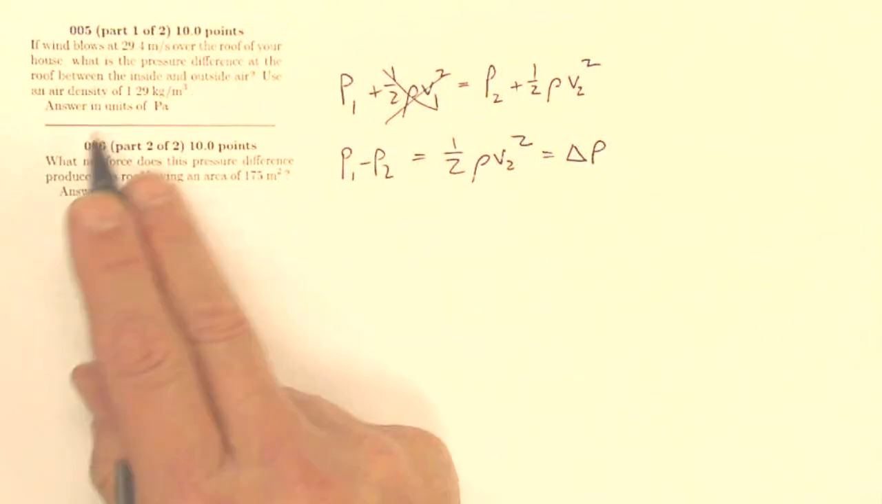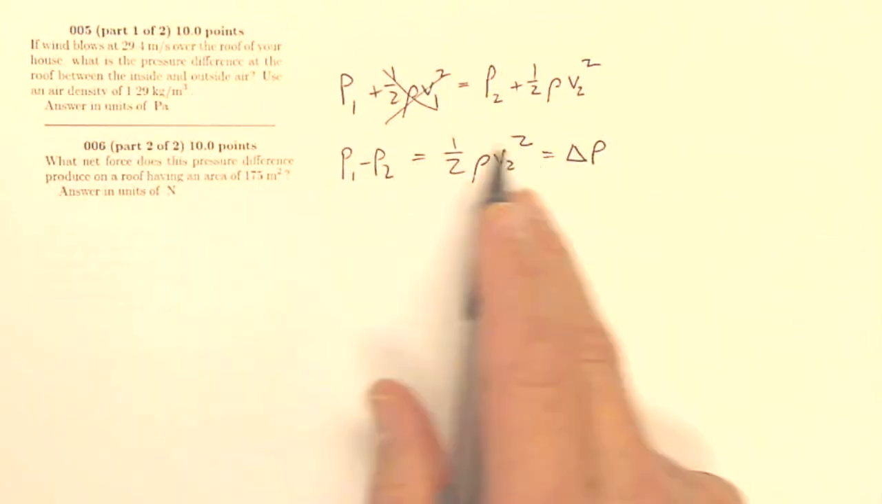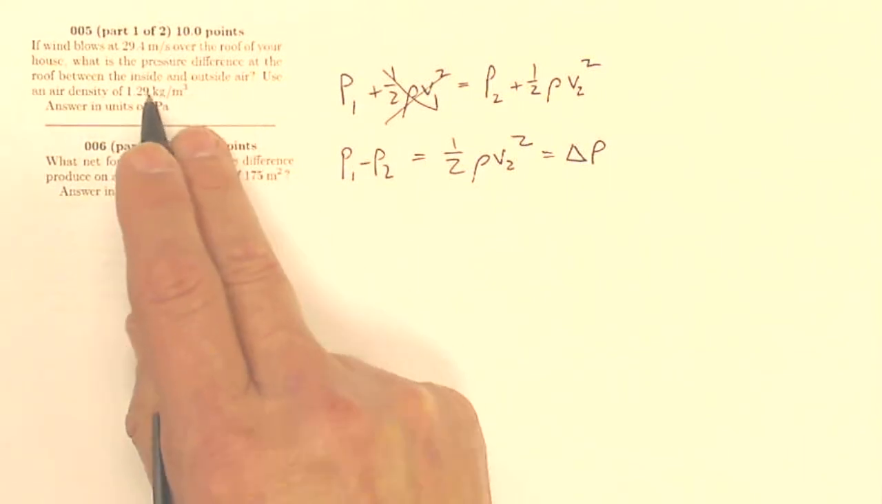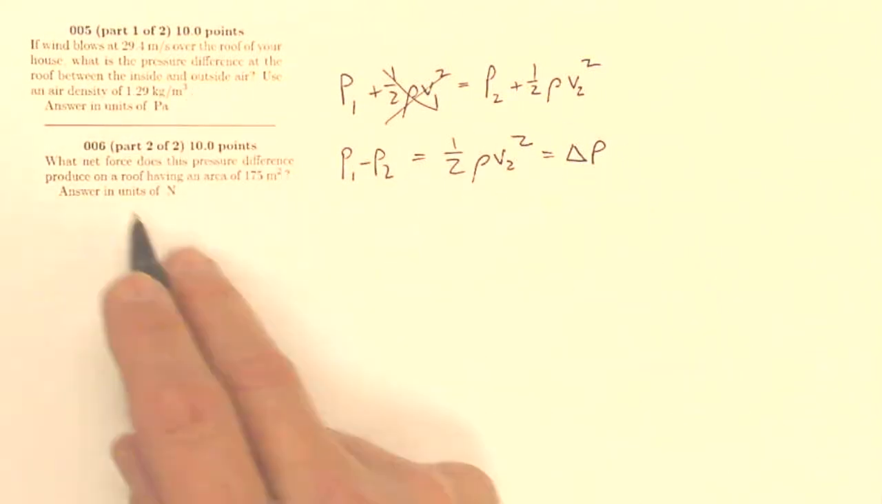The question says, answer in pascals, and that will give me pascals if I use the density. So this is meters per second, kilograms per meters cubed. That's going to give me pascals.